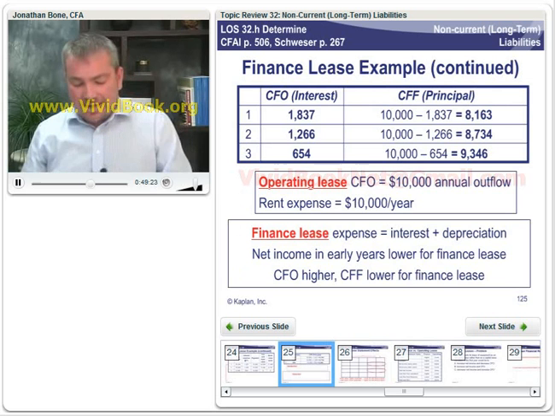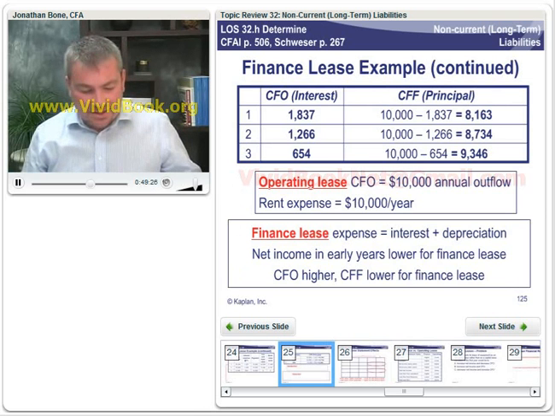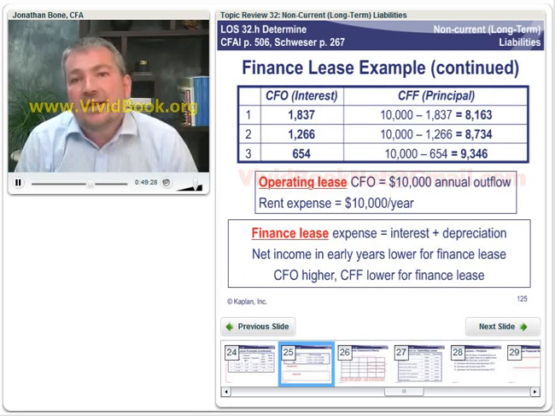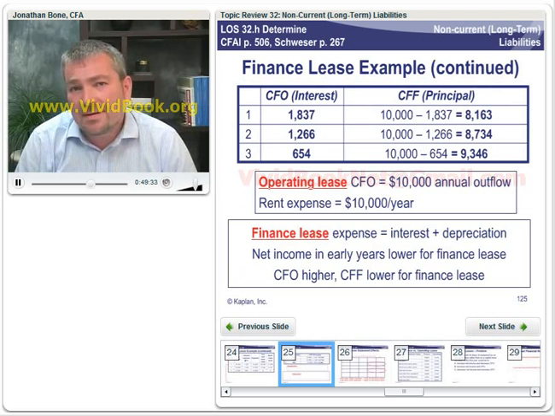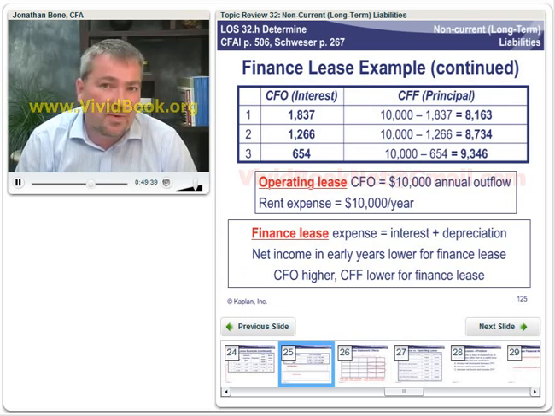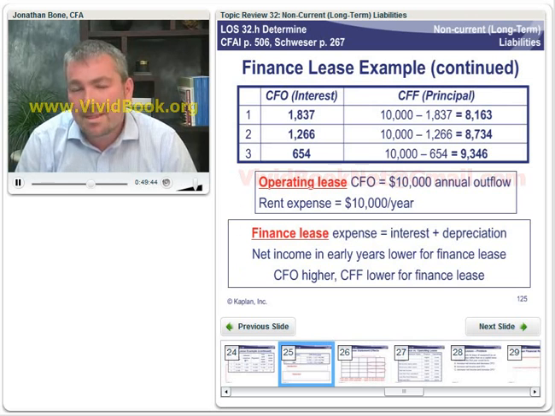Let's have a look at the impact on the cash flow statement. Nothing too gruesome here. All we really need to say is the total cash outflow is equal to the rental payment of $10,000. However, with a finance lease, or capital lease, the interest element goes through cash flow from operations, and the principal element goes through cash flow from financing. Under an operating lease, the full $10,000 would go through cash flow from operations. In fact, with operating leases, remember there's no recognition of an asset, no recognition of a liability.